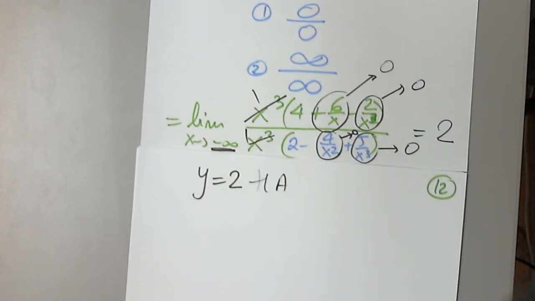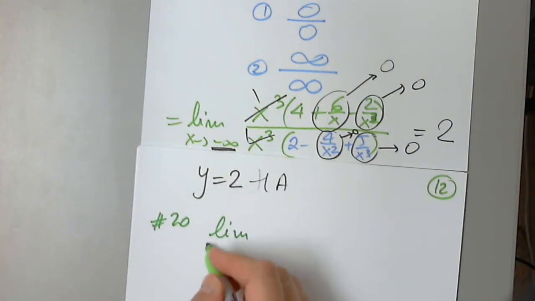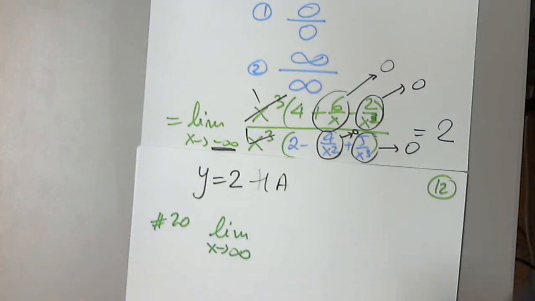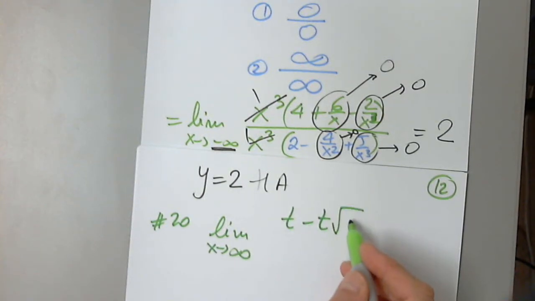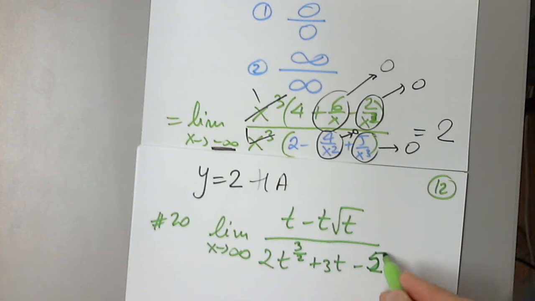Okay, so Eddie wanted to look at number 20, so let's look at number 20, which is the limit as x approaches infinity of t minus t the square root of t, divided by 2t to the 3/2 plus 3t minus 5. Well, how do I come up with these numbers? It's an identical situation with the previous one. However, just the power is a fraction. But everything is the same.